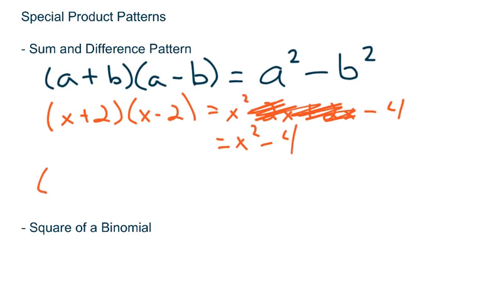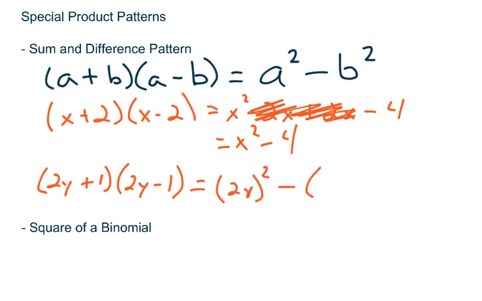Let's try another one here. Something like 2y plus 1 times 2y minus 1. Okay, we have the sum and difference pattern, a plus b, a minus b. And they could be written in opposite order. This could be 2y minus 1, and this could be 2y plus 1. Doesn't matter the order, as long as you've got one sum, one difference. So the pattern says we square the first term, so 2y squared, put a minus in between, square the second term, 1 squared, and let's simplify it.